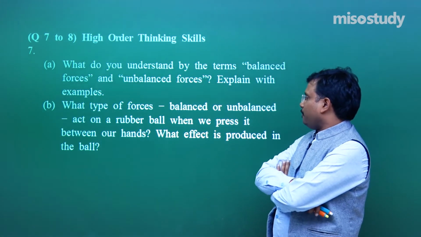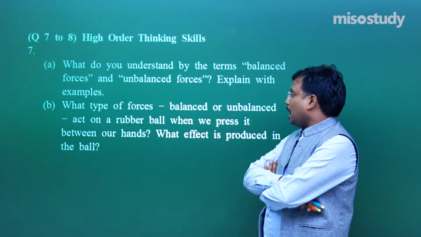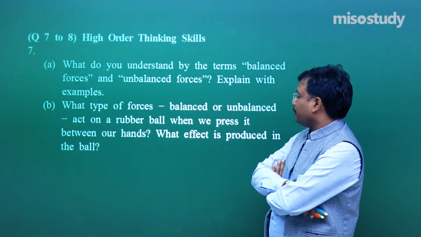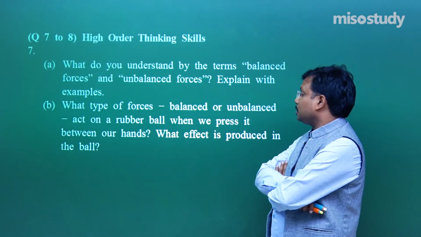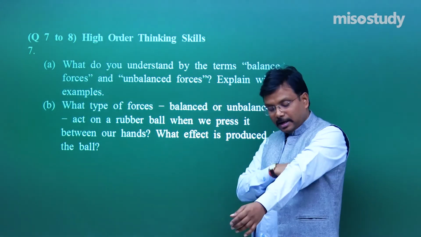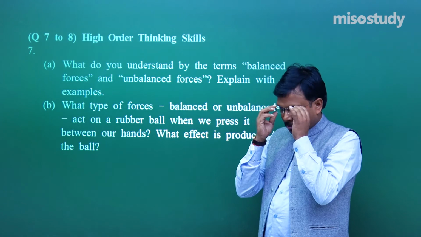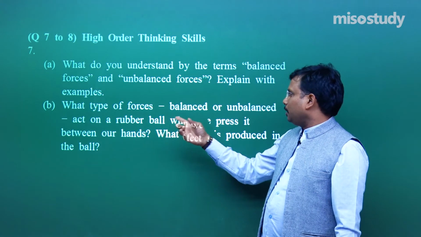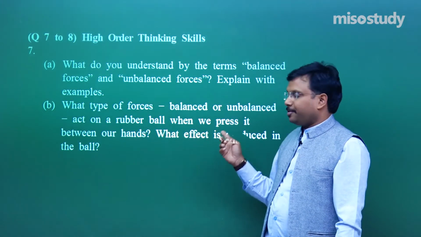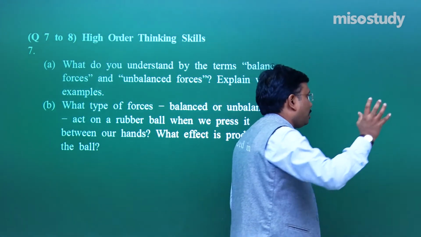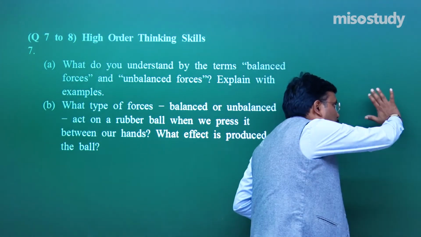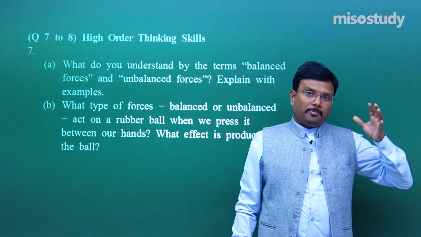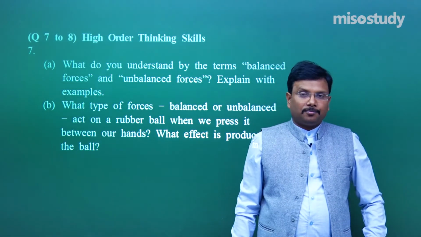Second is, what type of forces, balanced or unbalanced, act on a rubber ball when we press it between our hands? Fine. What effect is produced in the ball? Now, this is a slightly different explanation. I have a rubber ball. What I am doing is putting the rubber ball over here and then pushing it inward. Fine. The more I press, the rubber ball will also provide me some force.